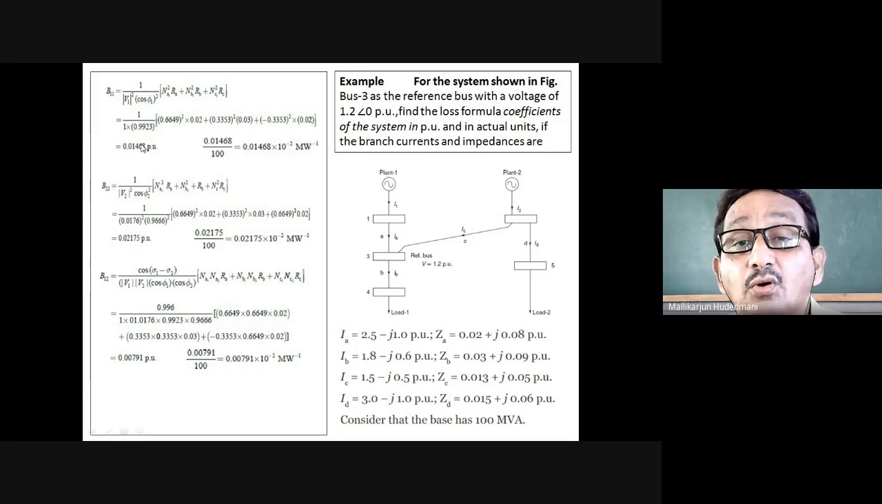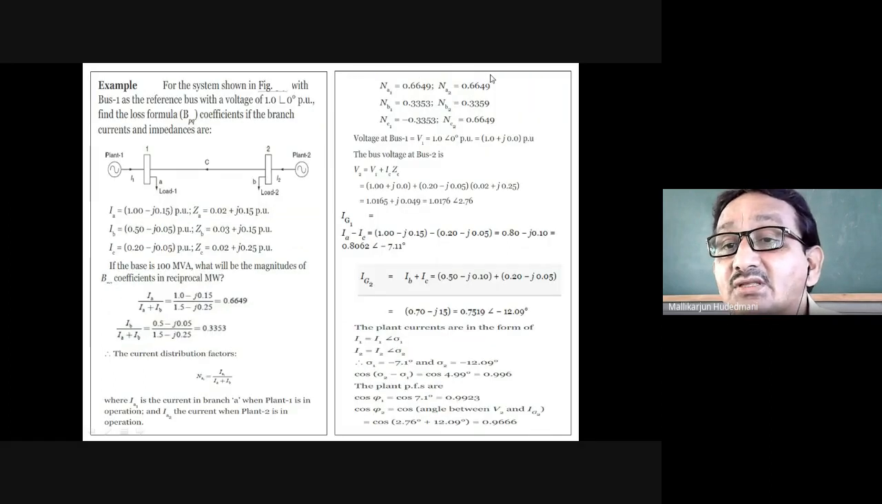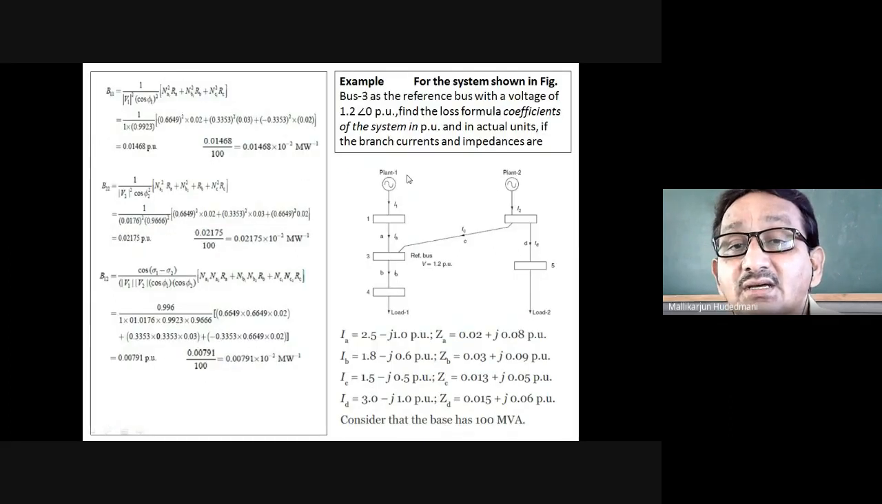Similarly B22, with the same equation: V2 square, cos phi 2 square, wherever you had 1, it becomes 2. This means this set of equations you will be using in the second scenario. You can see, into RA, into RB, into RC. Then the calculation of that gives B22. Divided by 100, it becomes per megawatt.